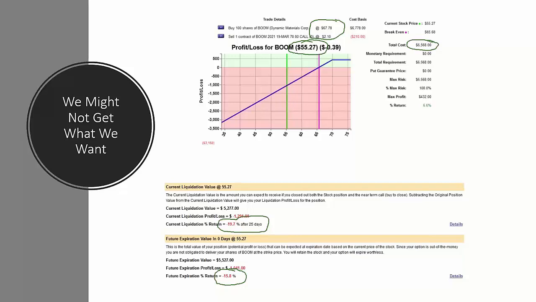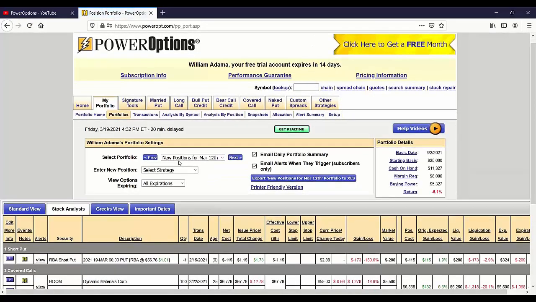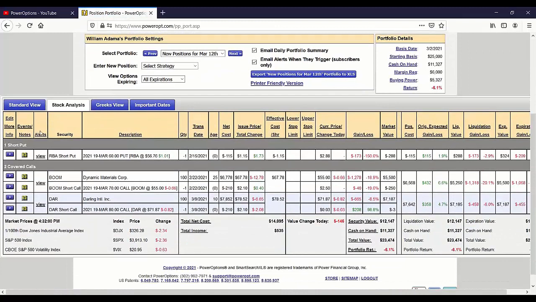But let's pause for a moment now. Let's navigate over to PowerOptions. Perfect, that's a little bit better. Let me clear up the drawings there for everyone. All right, so here we are looking at PowerOptions. Now I know I've got 2 potential covered call trades that didn't really meet my expectations, and we're sitting right now at a loss on this position. What I'm going to do now is I'm going to go to the portfolio. We're going to go to the portfolios where we track our open positions.